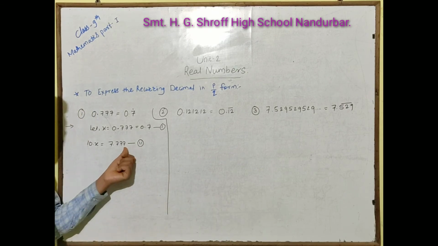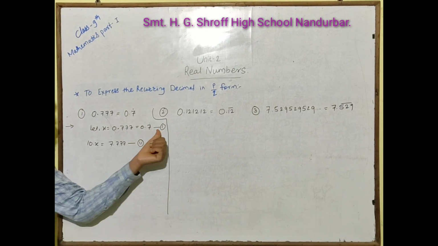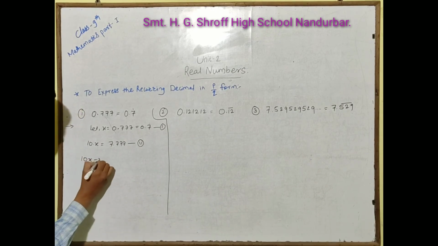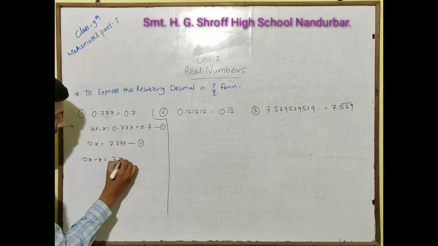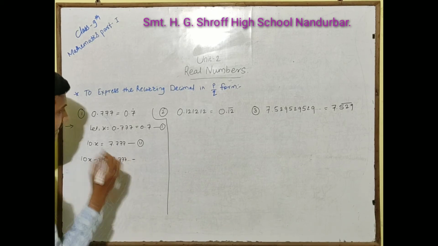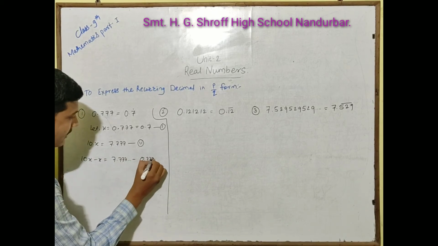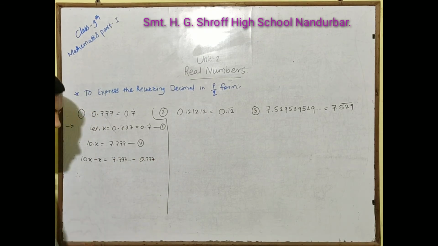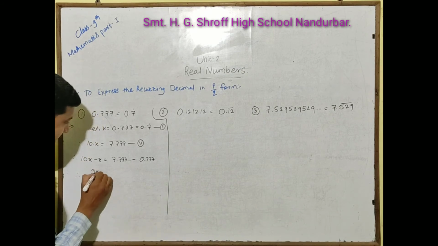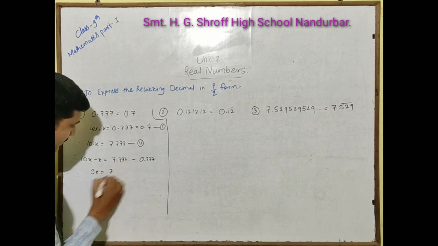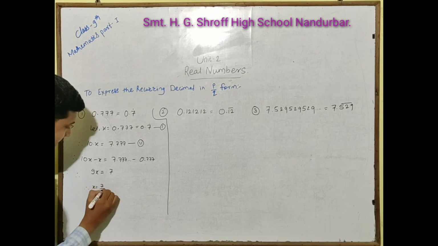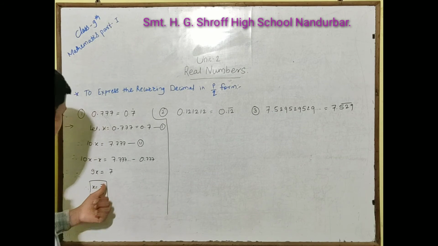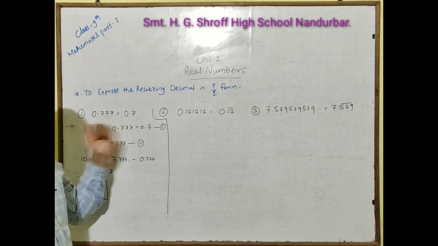Now we have to subtract equation 1 from equation 2. That is 10x minus x equals 7.777 minus 0.777. We get 10x minus x, that is 9x, equal to 7. Therefore x is equal to 7/9. The decimal expansion of 7/9 is 0.777.